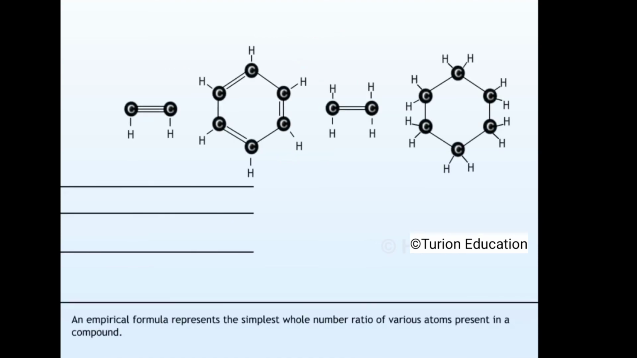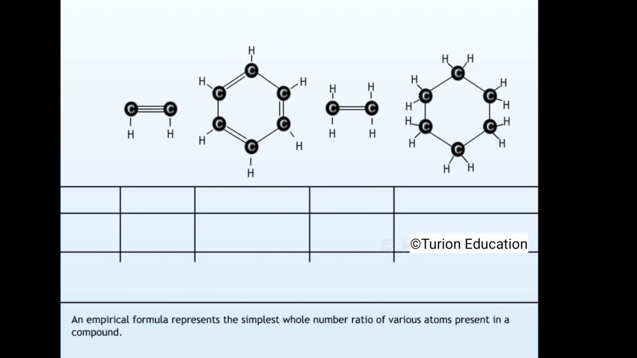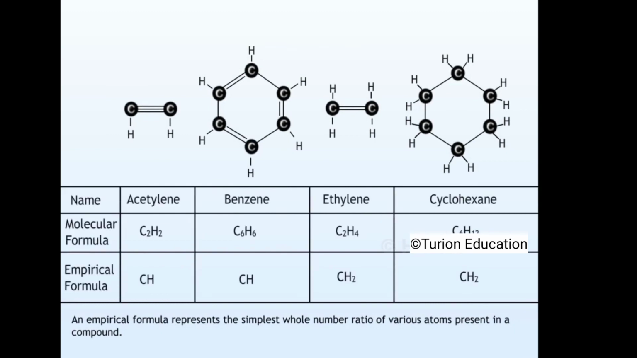Empirical formula from molecular formula. An empirical formula represents the simplest whole number ratio of various atoms present in a compound. As given in the table, molecular formula and empirical formula of various hydrocarbons are given. Acetylene has a molecular formula of C2H2, but if we take only ratio of carbon and hydrogen, it can be written in a simple form like CH, which is its empirical formula. Similarly, benzene also has the empirical formula as CH, while ethylene and cyclohexane.